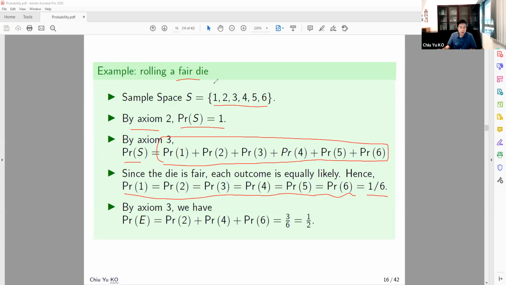If you talk about the even event, it consists of 2, 4, and 6, and each one is 1/6. So we have 3/6, which is 1/2. Here we didn't rely on the definition of frequency. We just say that they're equally likely, so we equate them. We didn't rely on running the experiment many, many times; we don't have that assumption to support what we're doing. So that's an axiomatic definition. Is that clear?